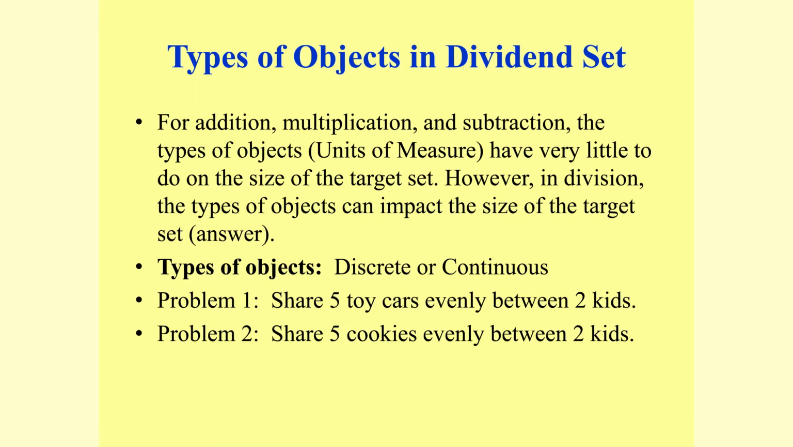So toy cars, those are discrete objects. Footballs, those are discrete objects. Because why? Cutting up a football makes little sense. Cutting up toy cars makes very little sense. But there are things where breaking up into smaller parts does make sense, like cookies. We can break those up into smaller parts. Cupcakes, sheets of paper, liquid objects, we can break those. So there is a difference between discrete objects and continuous objects.